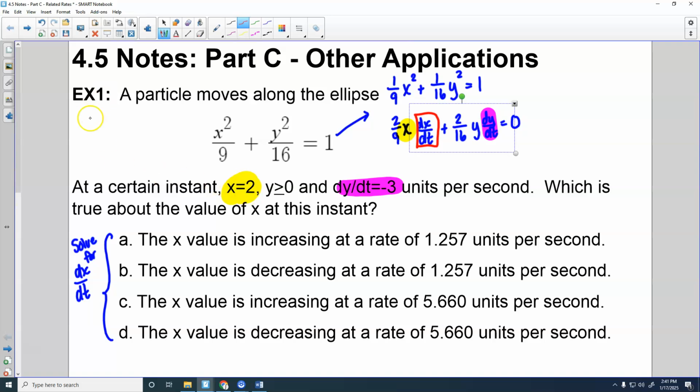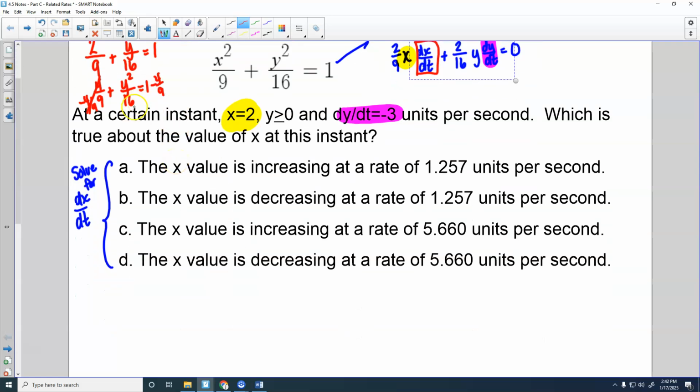So that will look like this. We'll have 2 squared over 9 plus y squared over 16 equals 1. So that is 4/9 plus y squared over 16 equals 1. I would subtract that 4/9. I'm going to skip down here. I was trying to fit it all up there, but it won't work. So I'm going to have y squared over 16 equal to 5/9.